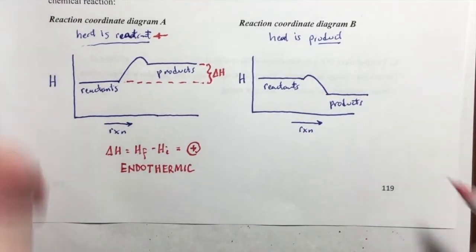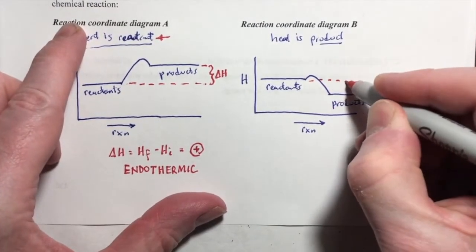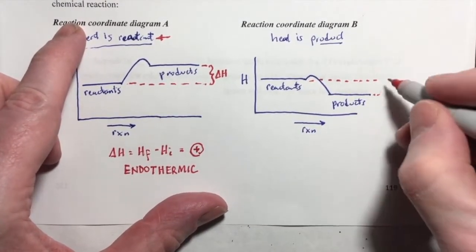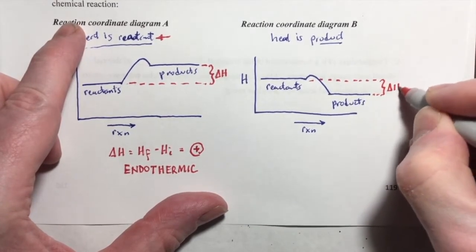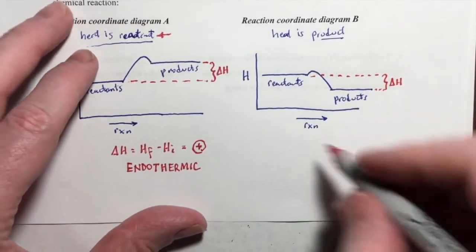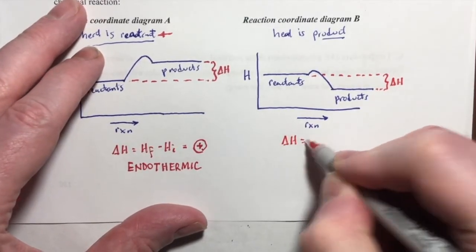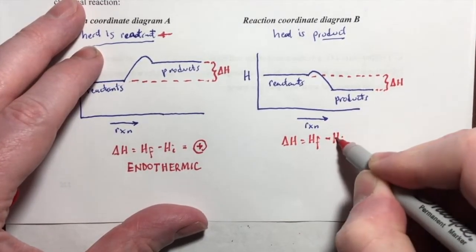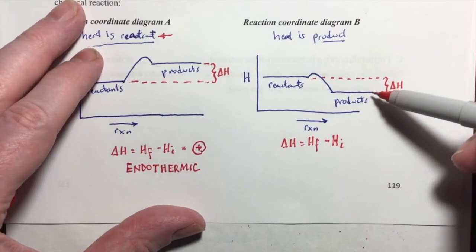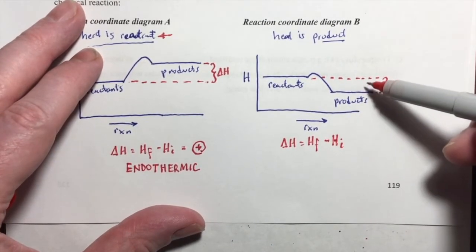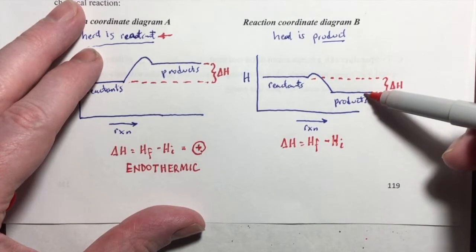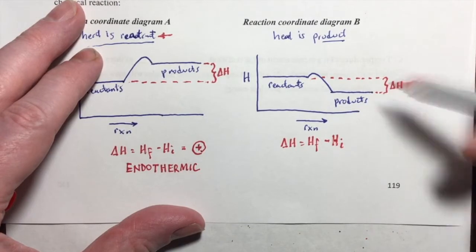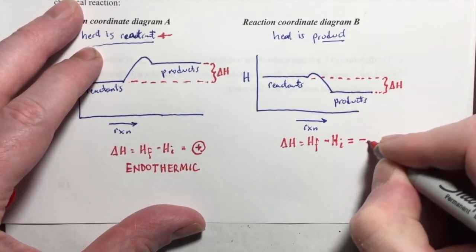Again, we can take a look at the change. If this level now was the initial enthalpy, and this level is the final enthalpy, there's our delta H, change in enthalpy for this reaction. Again, we know that delta H equals the final enthalpy minus the initial enthalpy. And now notice that the final enthalpy is a smaller number than the initial. So when I do final enthalpy minus the larger initial enthalpy, I'm going to get a negative number here.